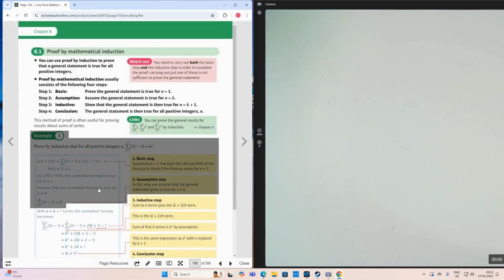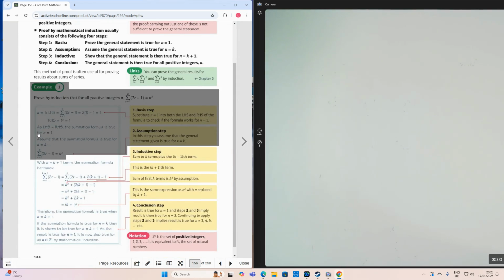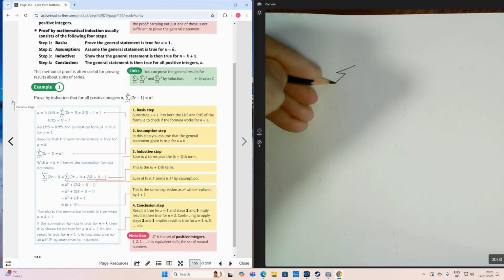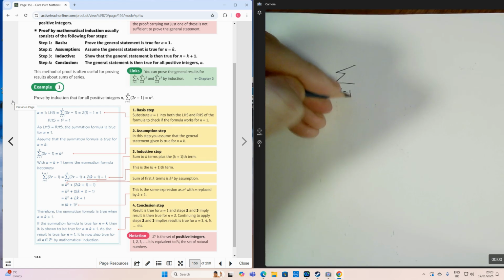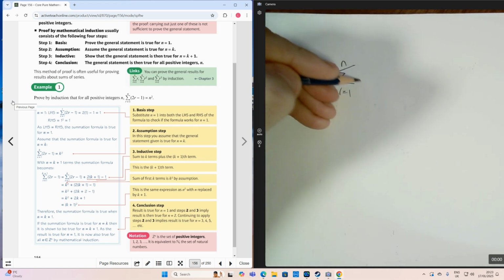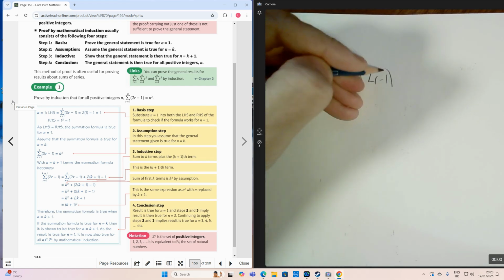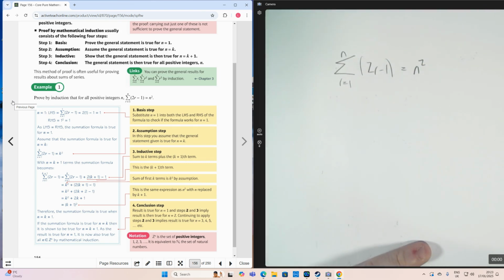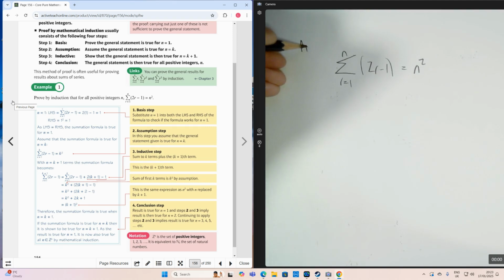So let's have a look at an example, because I think everything becomes clearer when we have an example. So here's our first example. Prove by induction that for all positive integers n, the sum from r equals 1 to n of 2r minus 1 is in fact equal to n squared. Okay, so this is what we've got to do. We have got to prove this using induction.